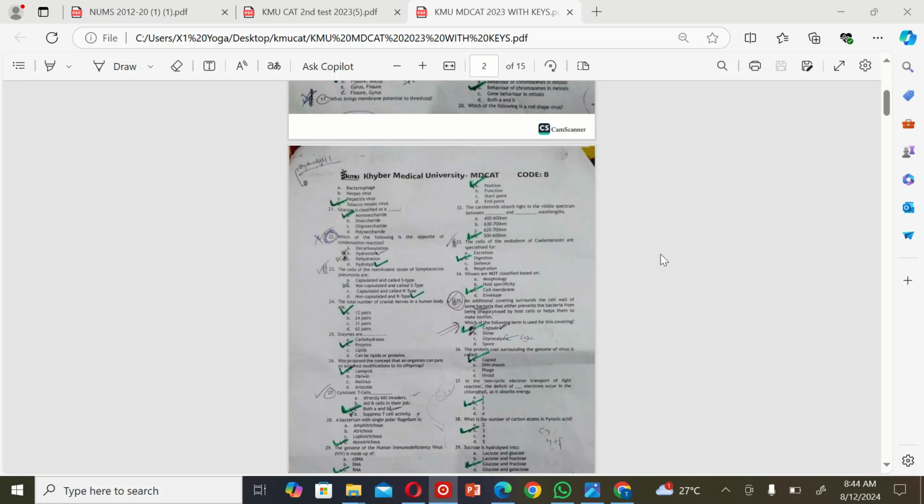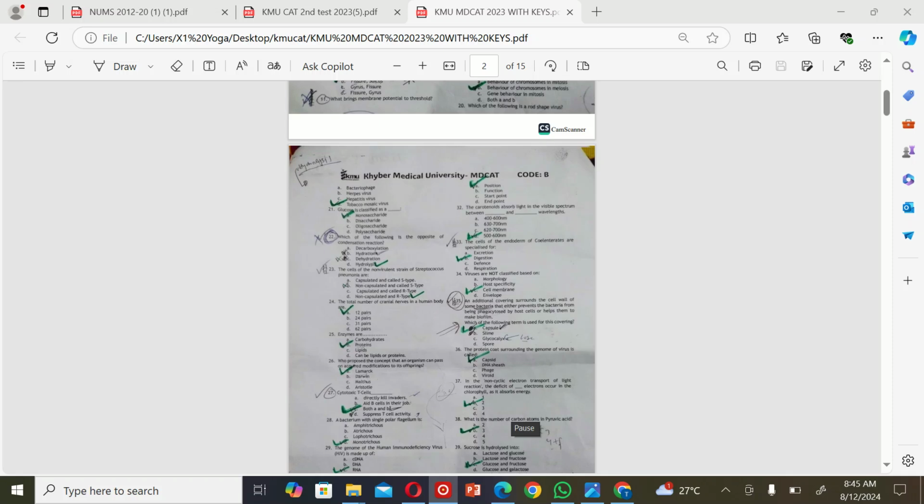Tobacco mosaic virus. The next MCQ is: glucose is classified as A. monosaccharide, B. disaccharide, C. oligosaccharides, and D. polysaccharides. So the correct option is A, monosaccharides. The next MCQ is: which of the following is the opposite of condensation reaction? A. Decarboxylation, B. Hydration, C. Dehydration, and D. Hydrolysis. So the correct option is D, hydrolysis.